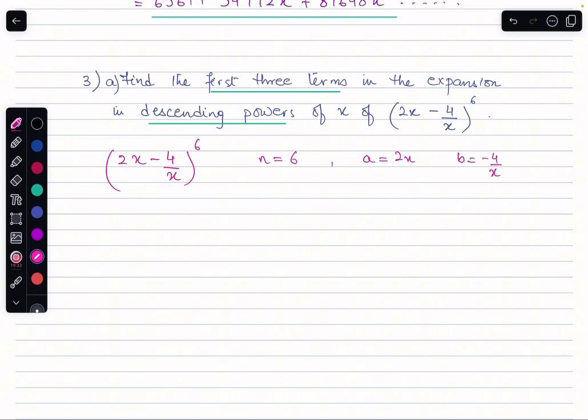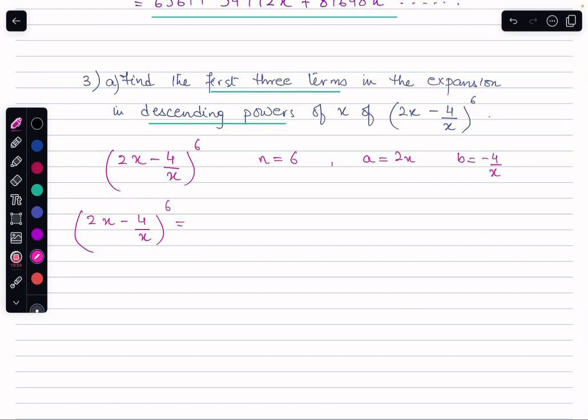So I should be very careful with the second term because the sign here is negative, and this is going to have an impact as discussed in the previous video. So start doing the expansion now. If we start doing the expansion, I have (2x minus 4 by x) to the power 6.